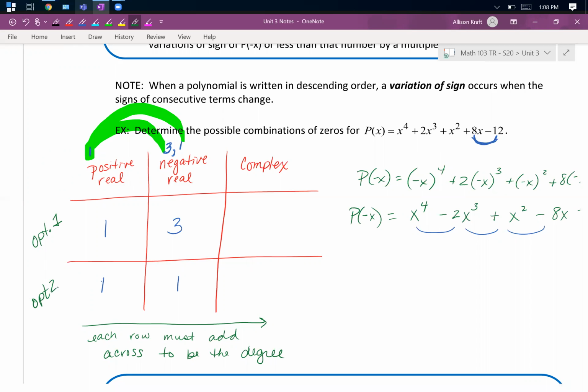So what would we have to add in our first row? What would the number have to be for complex so that we add across to 4? Well, 0, because I've already taken up the 4 zeros by having 1 positive real and 3 negative real. In our second option, we have 1 positive real and 1 negative real. So how many complex would there have to be? 2.